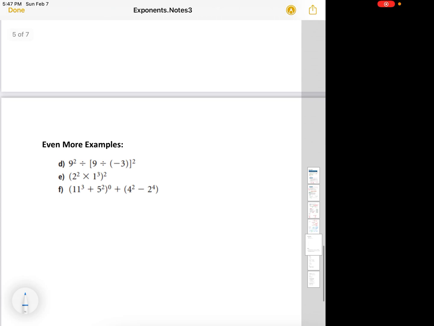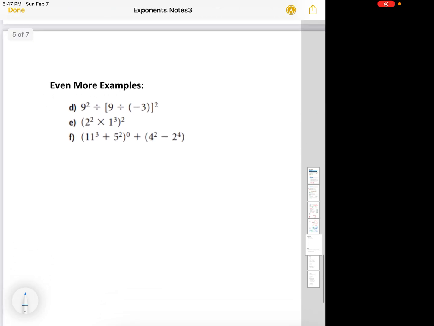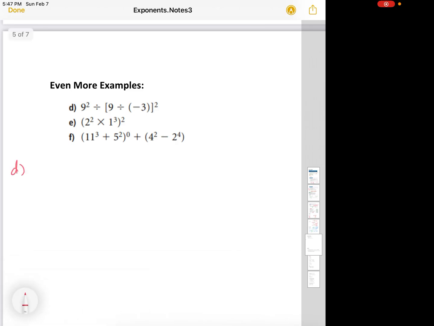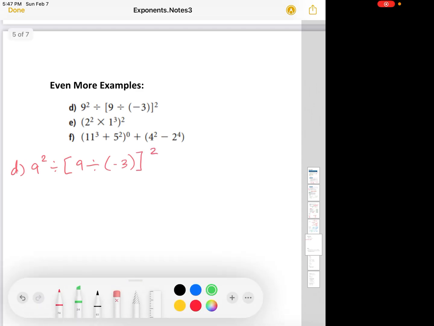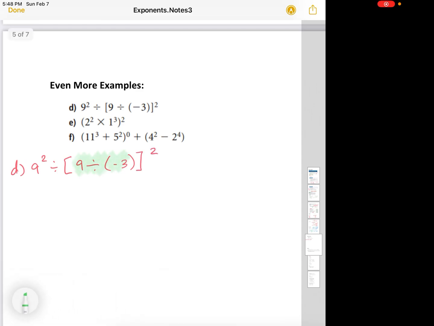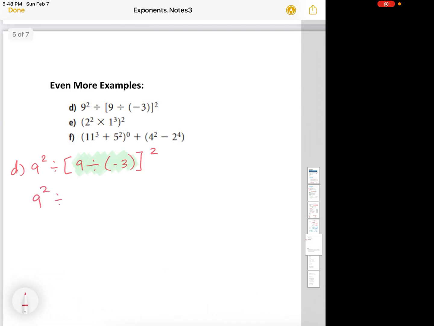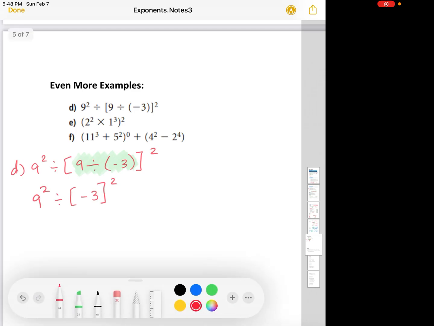Now, there's a few more examples here. They're a little more complicated. So we really have to figure out what we're doing here. Let's start with D. 9 squared divided by square bracket 9 divided by round bracket negative 3 squared. Now, we're going to do what's in the brackets first. 9 divided by negative 3 is negative 3 squared.